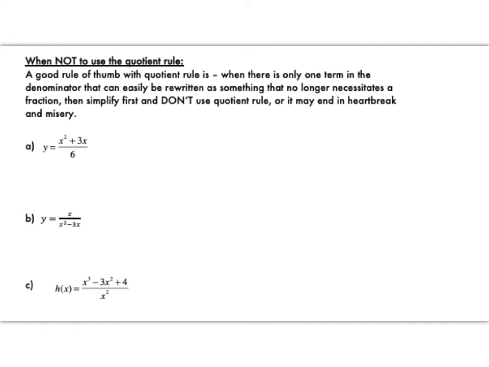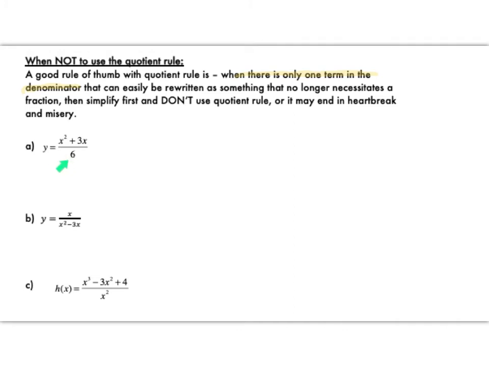So here's a good rule of thumb. When there is only one term in the denominator, that is probably the best signal that you can avoid using the quotient rule, okay? It can be easily rewritten as something that no longer necessitates a fraction, and then you simplify first, and then you don't use the quotient rule. This may lead to heartbreak and misery if you choose the wrong thing. Okay, so let's run through and make sure we're clear on this.